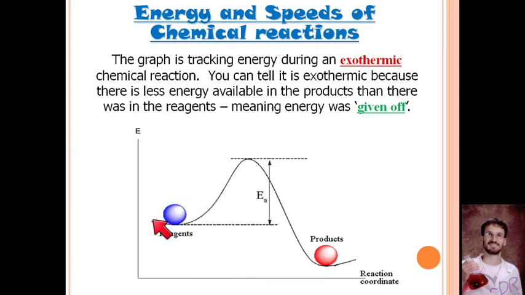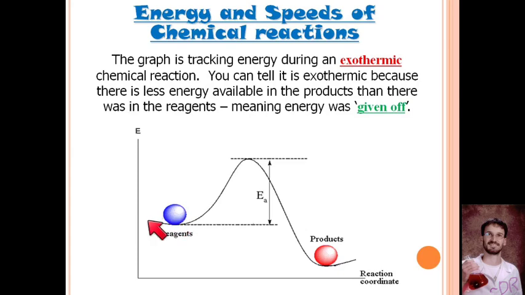So here we have our starting ingredients, the reagents. Here we have the finishing products. And if you notice, the products have a lower amount of energy than the reagents. You can kind of think of this as potential energy. It's like the chemical energy that's in the bonds of the molecule.